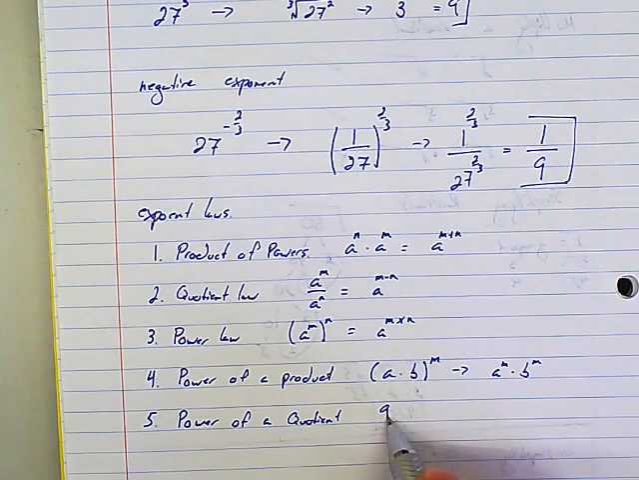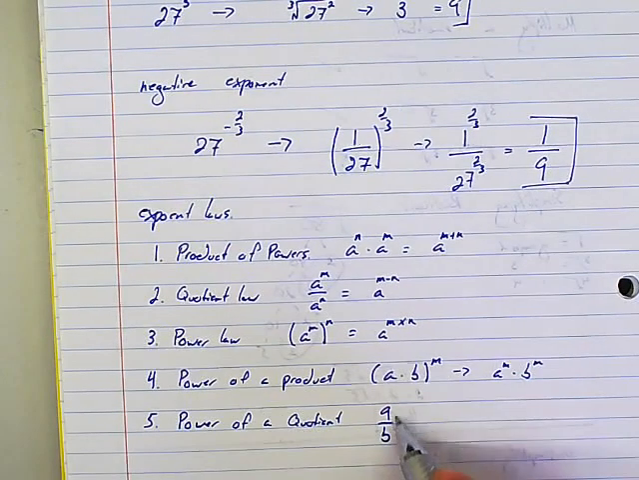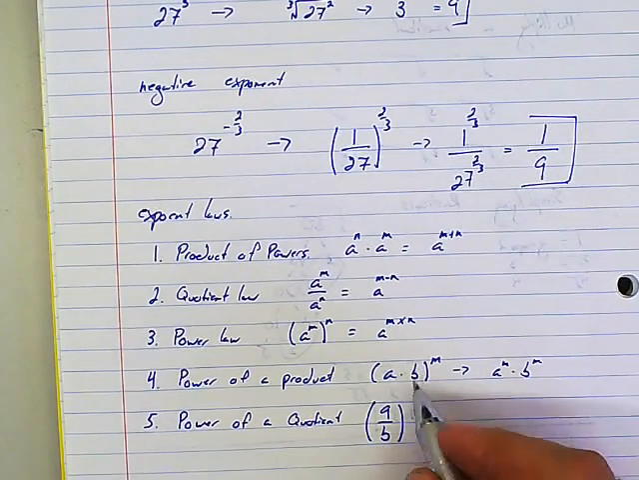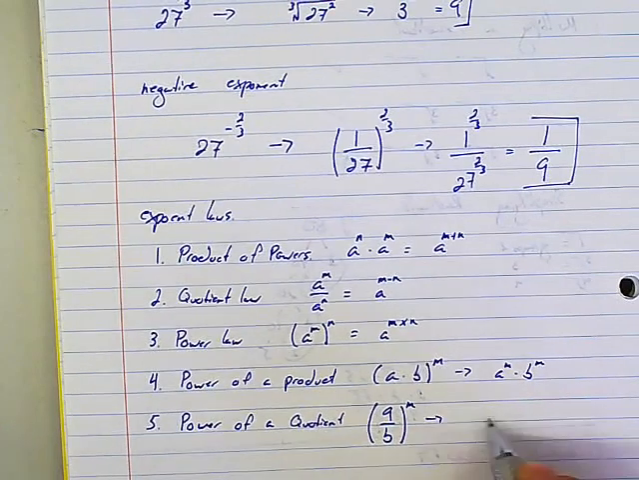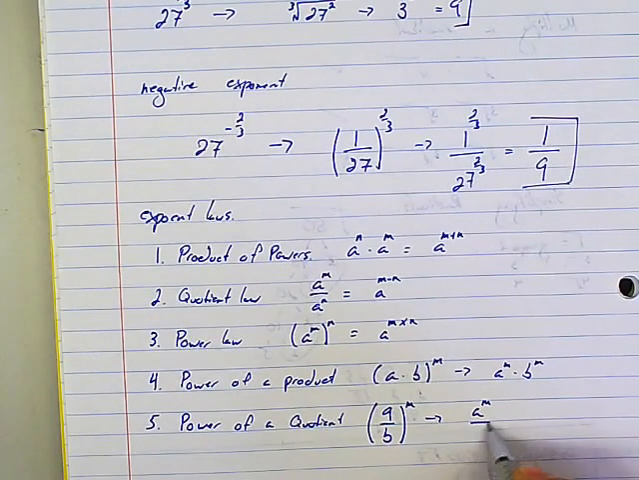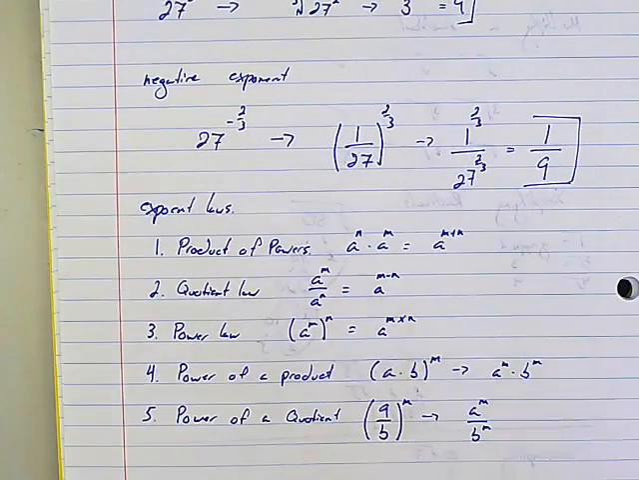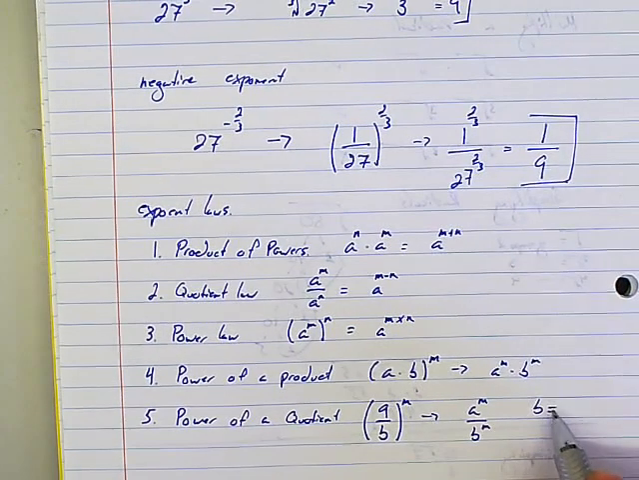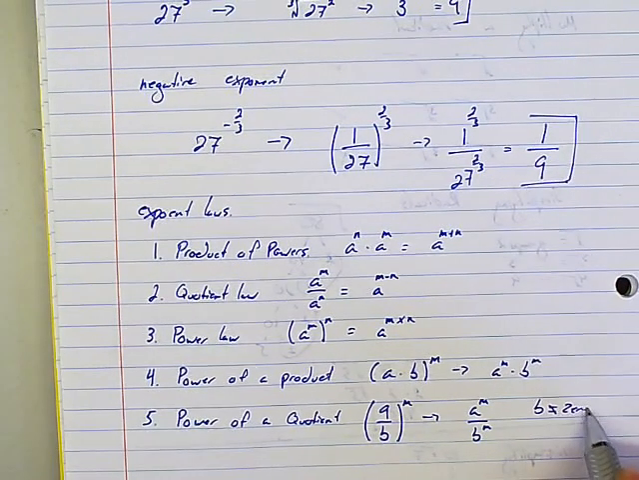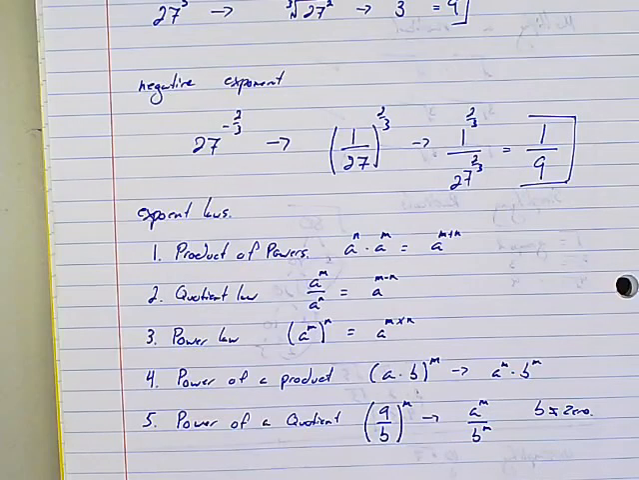Law 5. Isn't it quotient? No, power of a quotient. Yes. Power of a quotient states that two numbers, a divided by b to the power of m, turns into a to the power of m over b to the power of m. However, b can never be what? Cannot be 0.